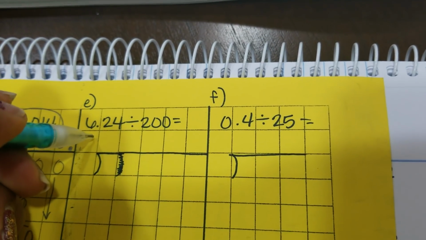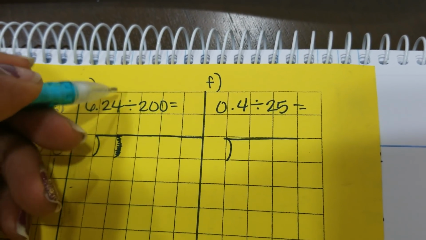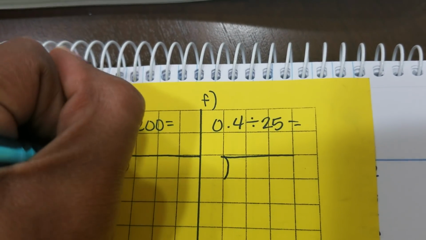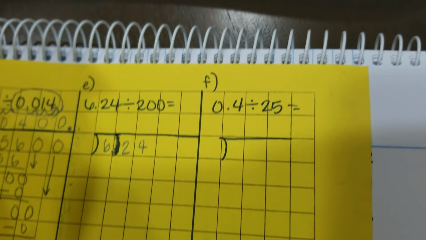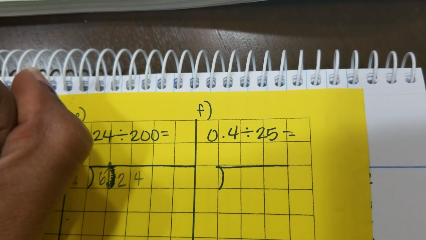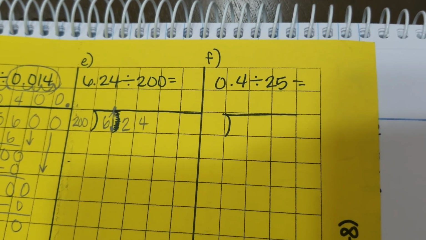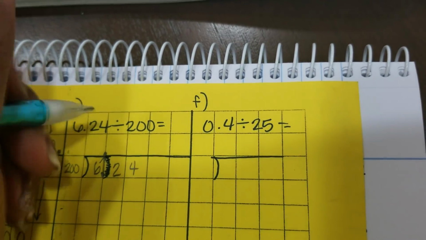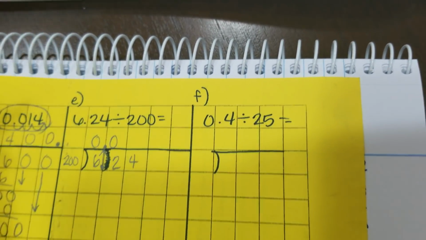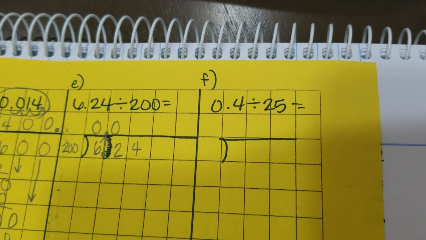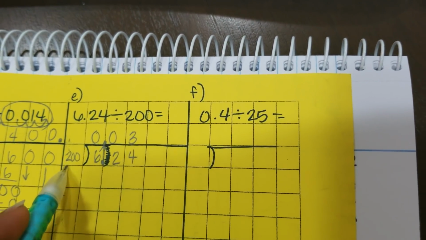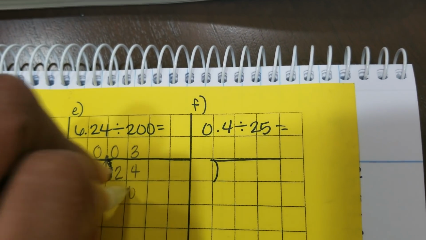Now, let's look at E. So for E, we don't have any numbers after the decimal point. So we're just going to write our 6.24 on the inside. This is a decimal point we're going to bring straight up. And we're going to put 200 on the outside. Can 200 go into 6? 0 times. Can 200 go into 62? 0 times. Can 200 go into 624? Yes, 3 times. So 3 times 200 is 600.